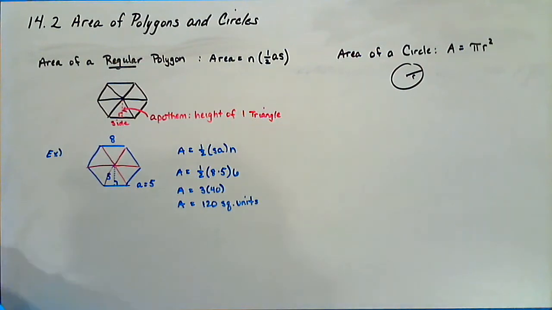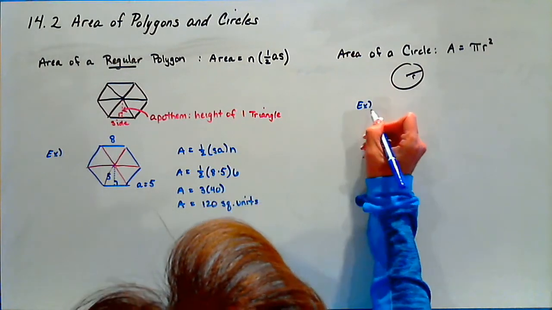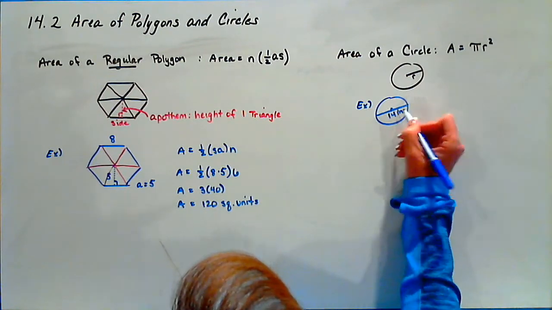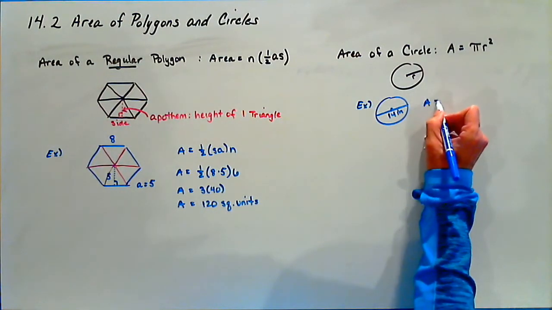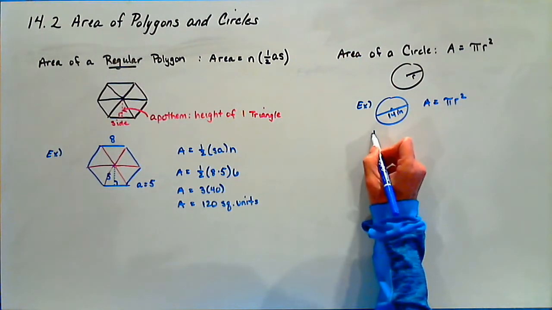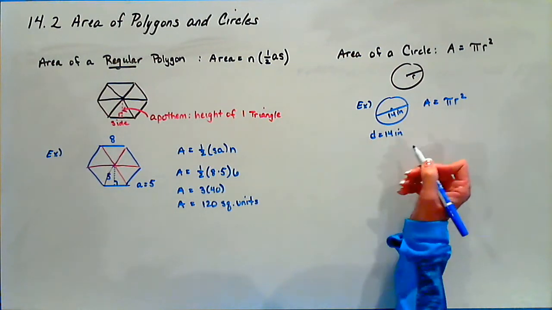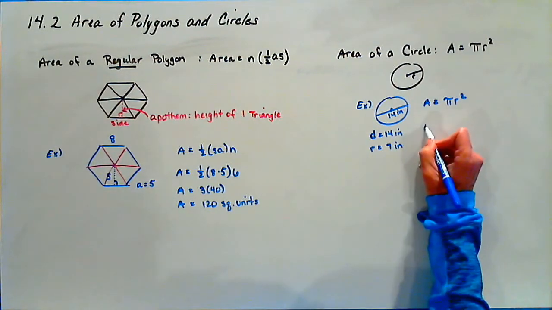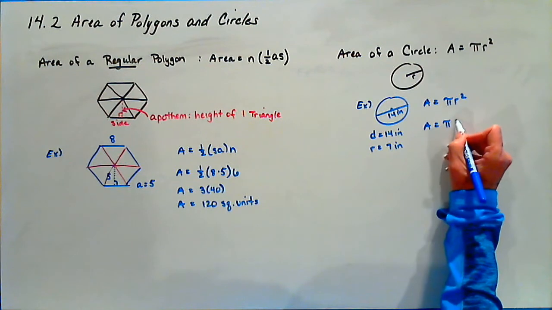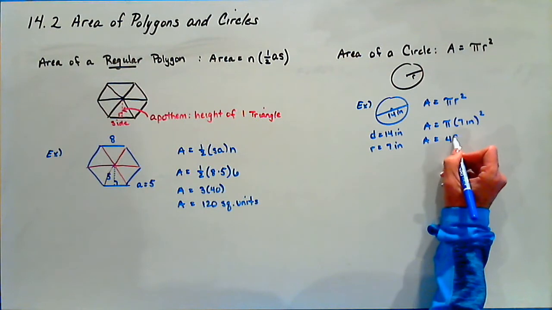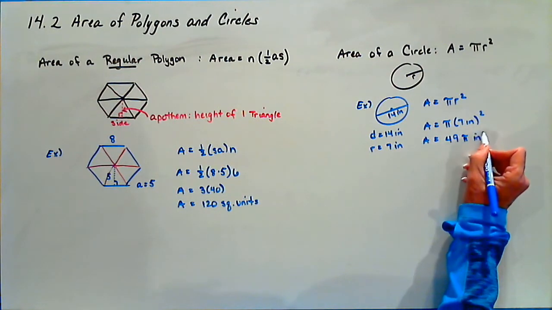So let's say I give you an example where I give you the diameter is 14 inches. Well, to find the area, always start with your given, pi r squared. Since we're given the diameter is 14 inches, well, the radius would be half of that because radius only goes halfway across, 7 inches. Therefore, we have pi times 7 inches squared. So the exact answer would be 49 pi inches squared.